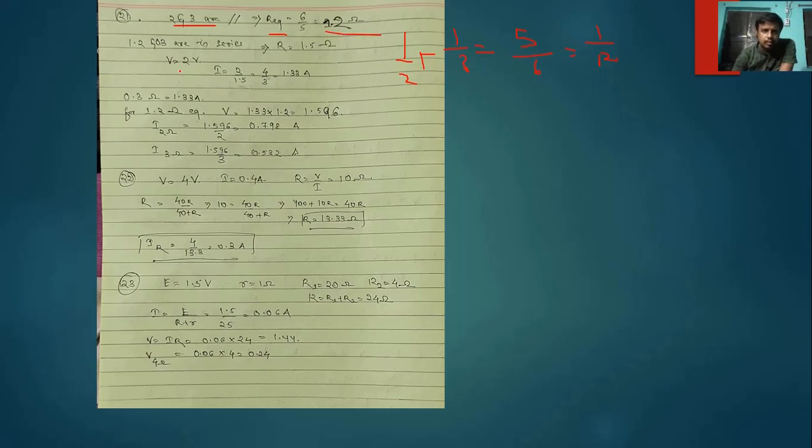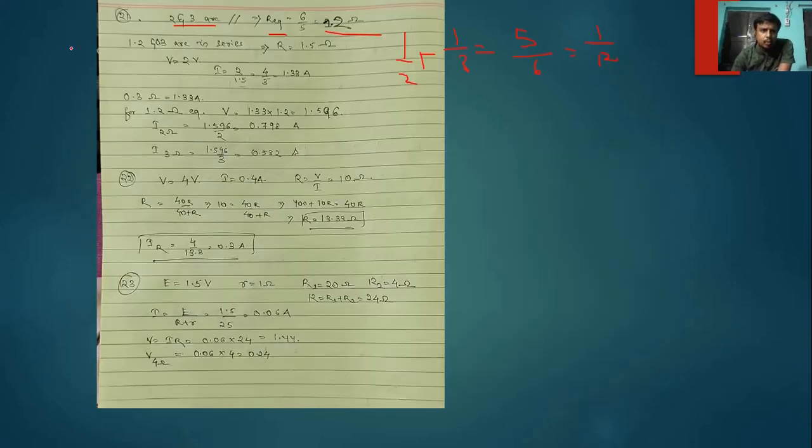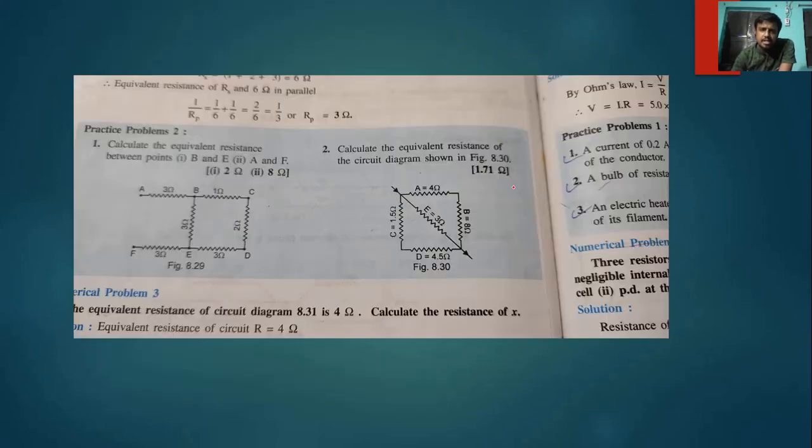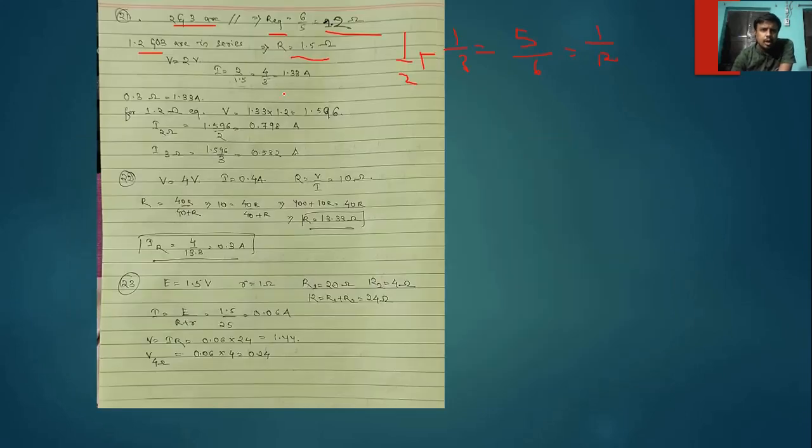Okay. Now 1.2 ohm and 0.3 are in series. So we have to add it, 1.2 plus 0.3, that would be equal to R is equal to 1.5 ohm. Okay, V is given, V is 2 volt. So current, we can find current easily, I is equal to V by R. Now by using V is equal to 2 volt and R is equal to 1.5 ohm, we can find it easily.